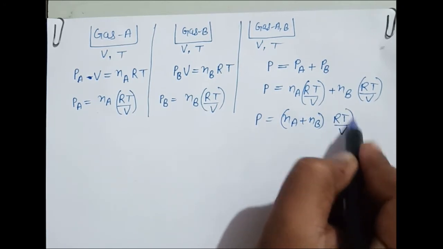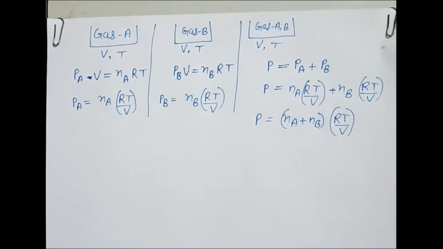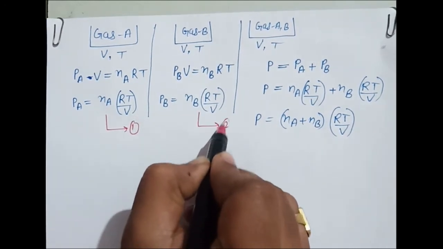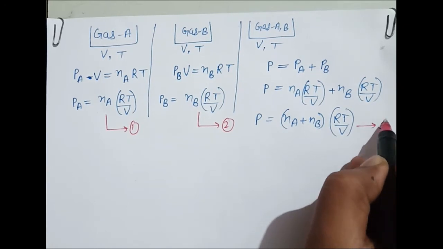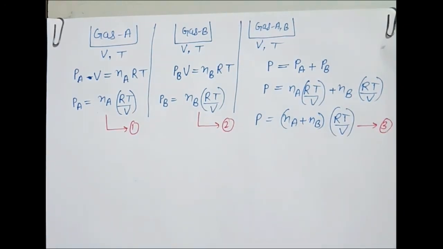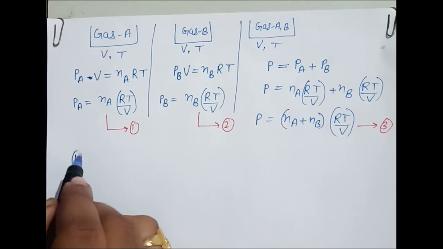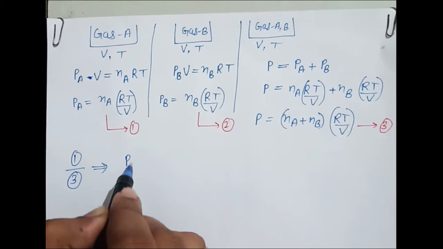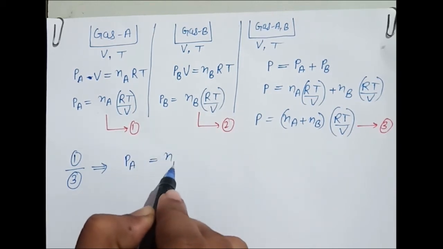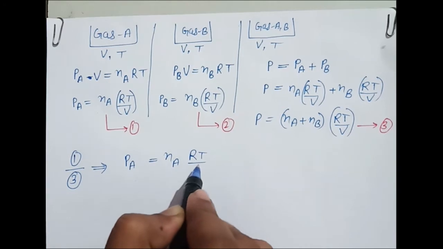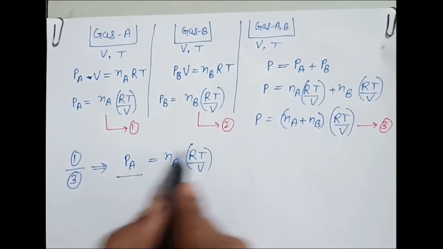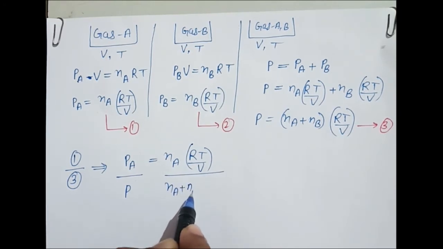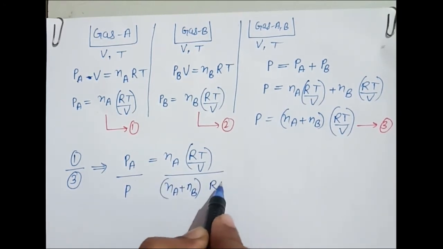Now here we are giving equation numbers. This is equation number 1, this is equation number 2, and this is equation number 3. Now let us divide 1 and 3. Equation 1 divided by equation 3 implies what you will get. PA is equal to NA into RT by V, and P here is NA plus NB into RT by V.